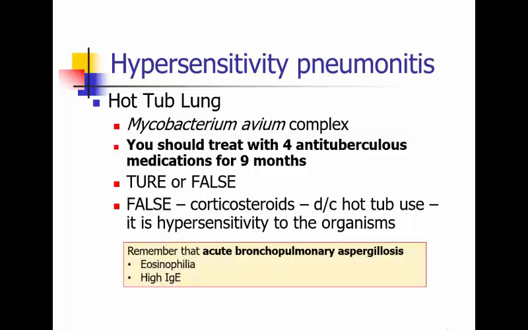Okay. Remember that allergic bronchopulmonary aspergillosis has both eosinophilia and high immunoglobulin E, and I'm going to talk about it. I think we talked about this in infectious disease as well. The patient will have eosinophilia and high immunoglobulin E. And the main point of the treatment here, again, is steroids.